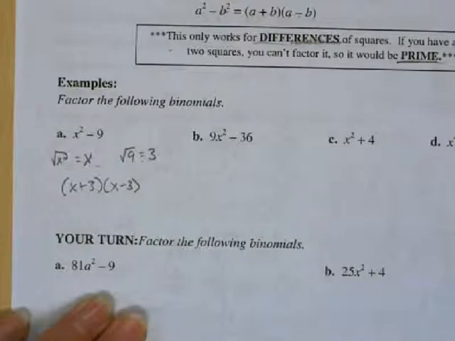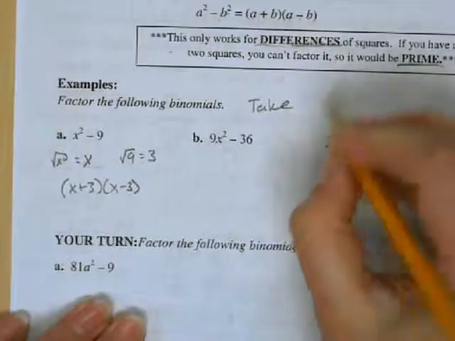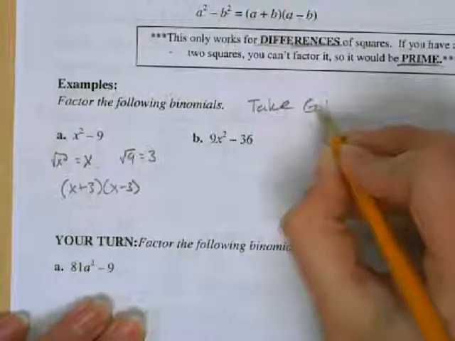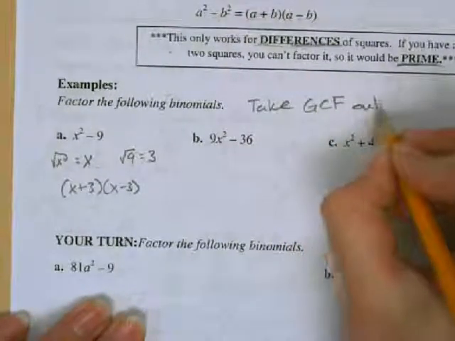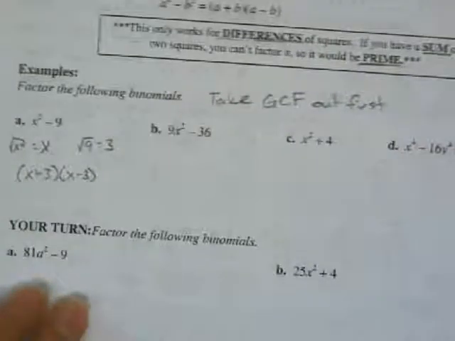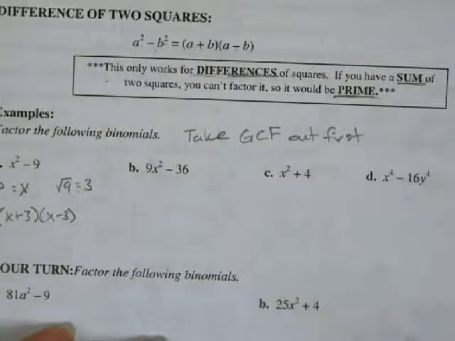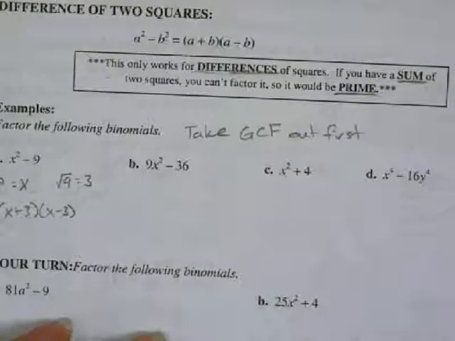Super quick, super simple. Make sure you take your GCFs out first, just like we do on everything in Unit 2. Take GCF out first. That'll help you. Some of these things aren't perfect squares. This only works if these things are perfect squares. If they're not, then you have to consider a different method.